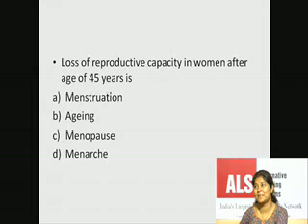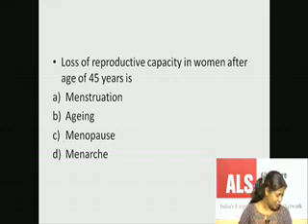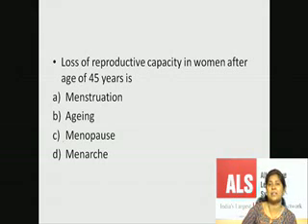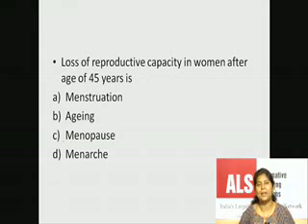Last. This one is seriously last. Okay, fine. So loss of reproductive capacity after age of 45. Just read it. Read the question. Yes, read the question carefully. You are going to make these kinds of mistakes in NEET exam also. Please be careful about your answers. Okay, all of you. Don't be in a hurry.